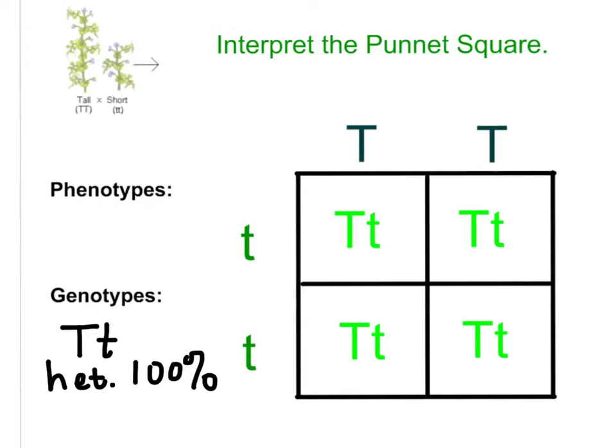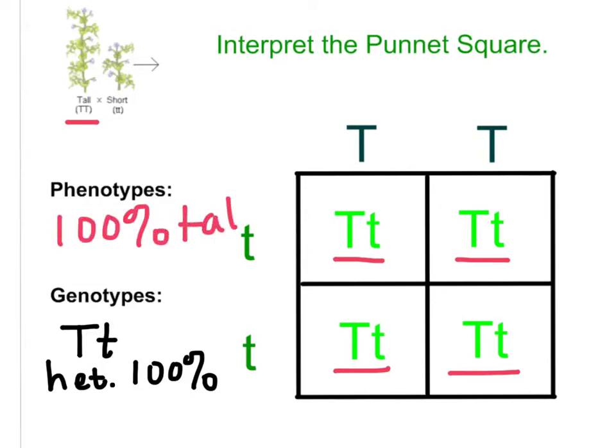What about the phenotype? What are they going to look like? Well, if you'll remember, when we look at this, the dominant trait is tall. So each one of these has a dominant allele. Therefore, 100% of all of our offspring are tall. That's their phenotype.